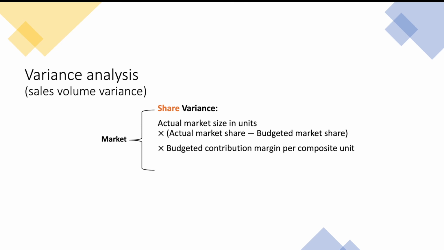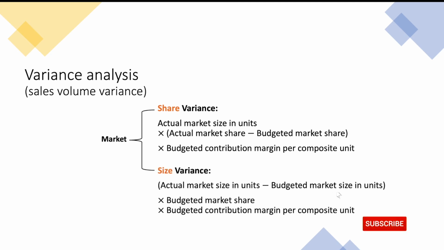Now variance analysis in the market: we have market share variance and market size variance, as we studied previously. The market share variance is actual market size in units, meaning how many units have been sold in that market for that same product, multiplied by actual market share minus budgeted market share, multiplied by budgeted contribution margin per composite unit. The market size variance is actual market size in units minus budgeted market size in units, multiplied by budgeted market share and budgeted contribution margin per composite unit.